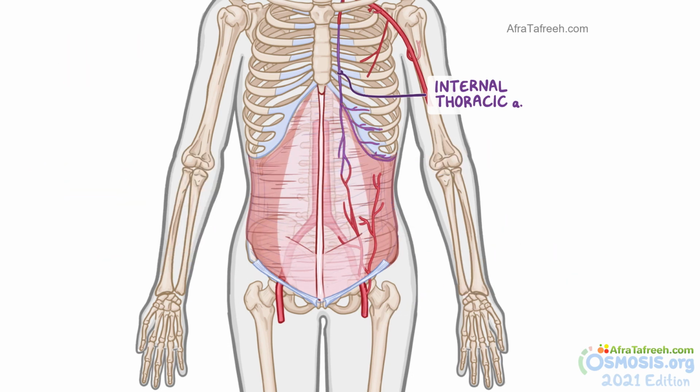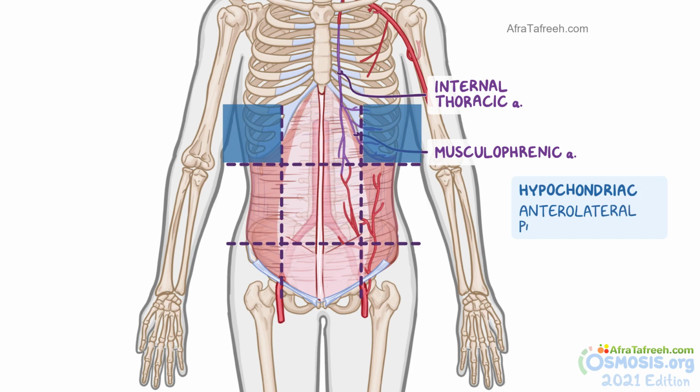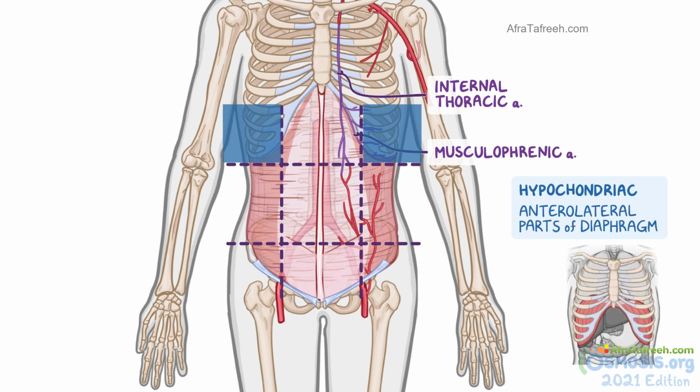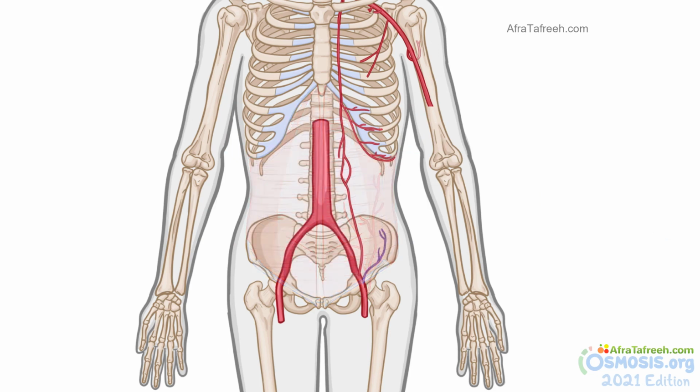Like the superior epigastric artery, the musculophrenic artery is a terminal branch of the internal thoracic artery. It descends along the costal margin or the rib cage and provides blood supply to the hypochondriac region and anterolateral parts of the diaphragm. The rest of the abdominal wall is supplied by smaller branches.